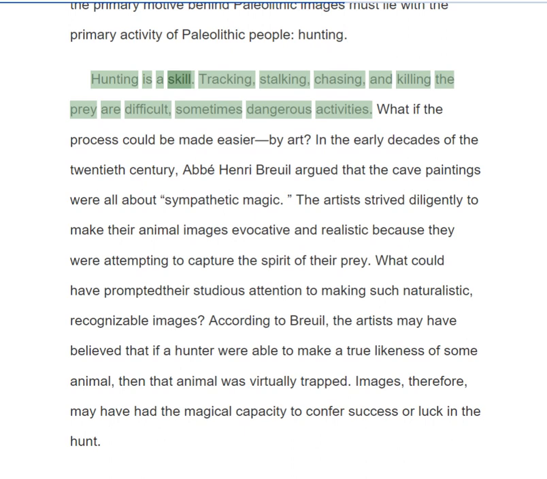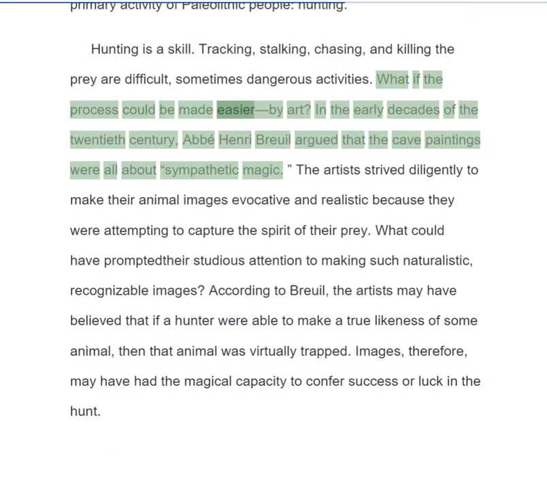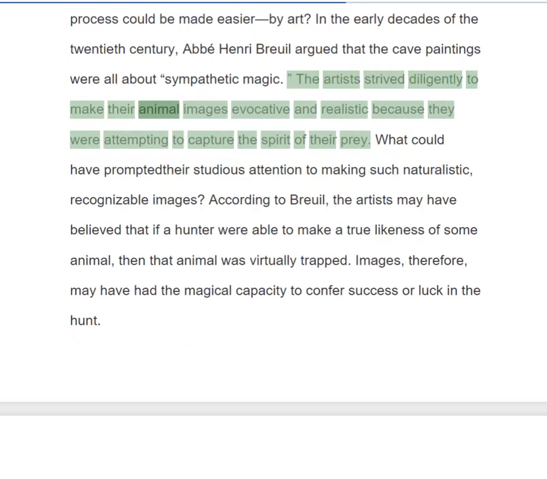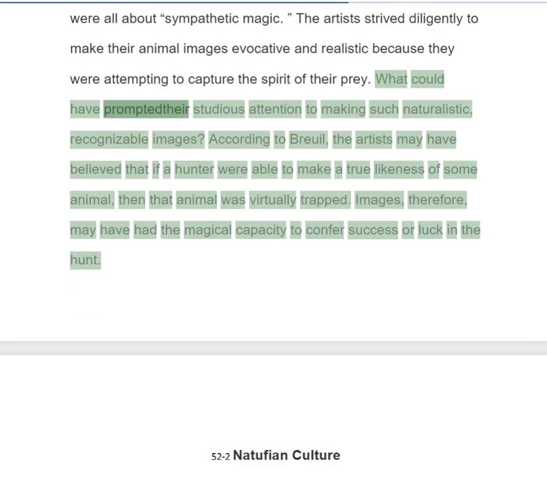Hunting is a skill. Tracking, stalking, chasing, and killing the prey are difficult, sometimes dangerous activities. What if the process could be made easier by art? In the early decades of the 20th century, Abbé Henri Breuil argued that the cave paintings were all about sympathetic magic. The artists strived diligently to make their animal images evocative and realistic because they were attempting to capture the spirit of their prey. What could have prompted their studious attention to making such naturalistic, recognizable images?